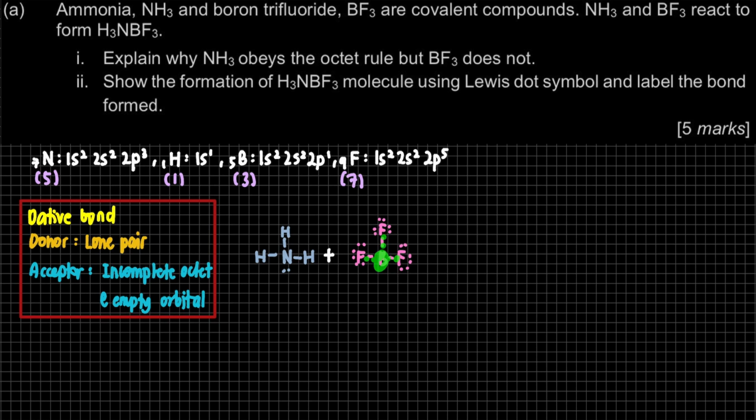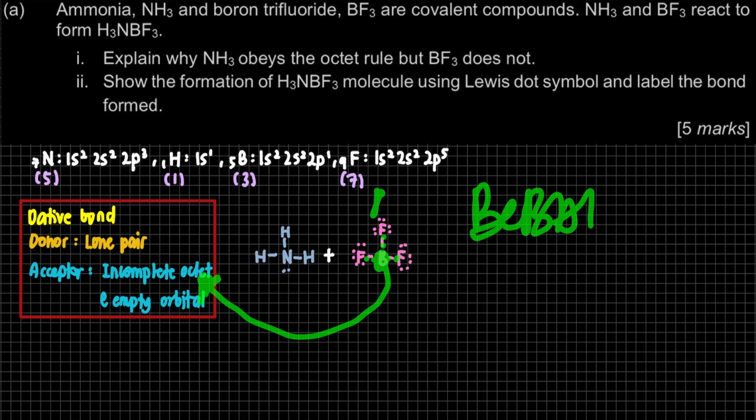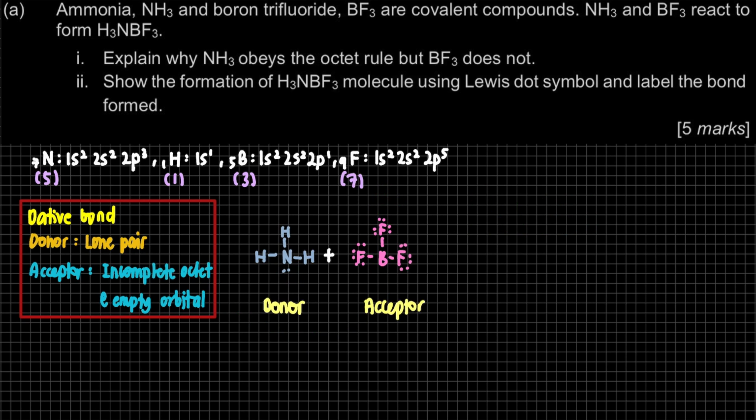So boron has 6 electrons, which means that it is an incomplete octet. So this one will be our acceptor, and this one will be our donor. Specifically, our nitrogen, the lone pair here, will be the donor and the acceptor will be our boron. So the question: show the formation of NH3 BF3 molecule using Lewis dot symbol and label the bond. Now we have to show the electrons being shared to the boron. So how do we draw it? This will be the drawing where again we must show that the electron goes from the donor to the acceptor.